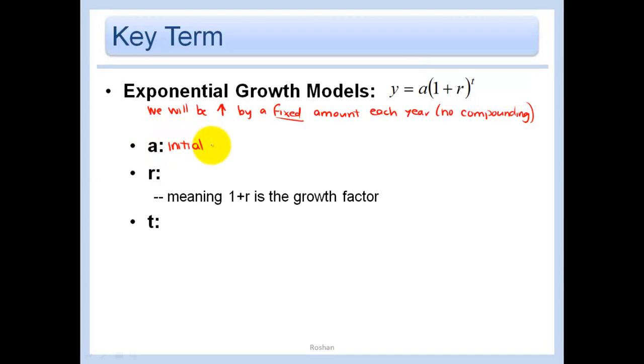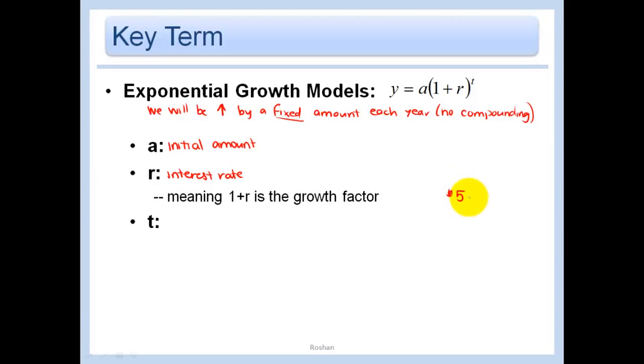Maybe you're putting money in a bank account. A is your initial amount that you put in. R is the interest rate. So usually when you put your money in a bank, you get a certain interest rate. 1 plus R is a growth factor because think about it.